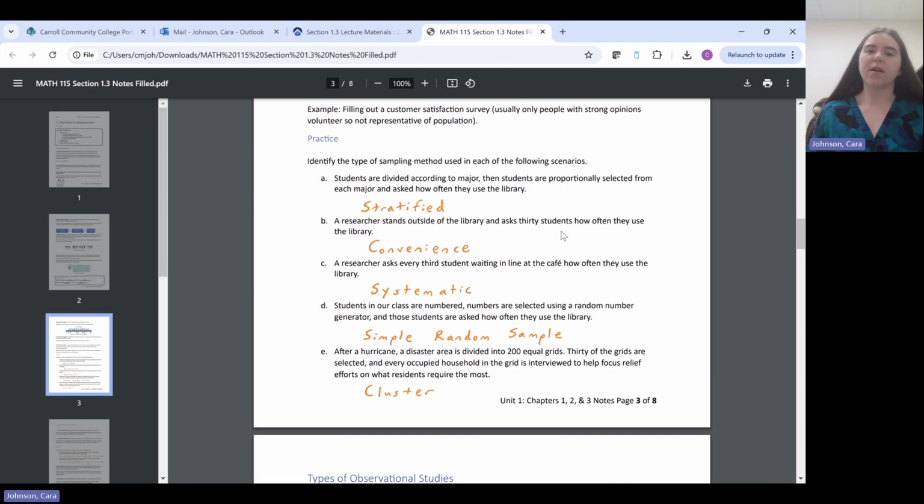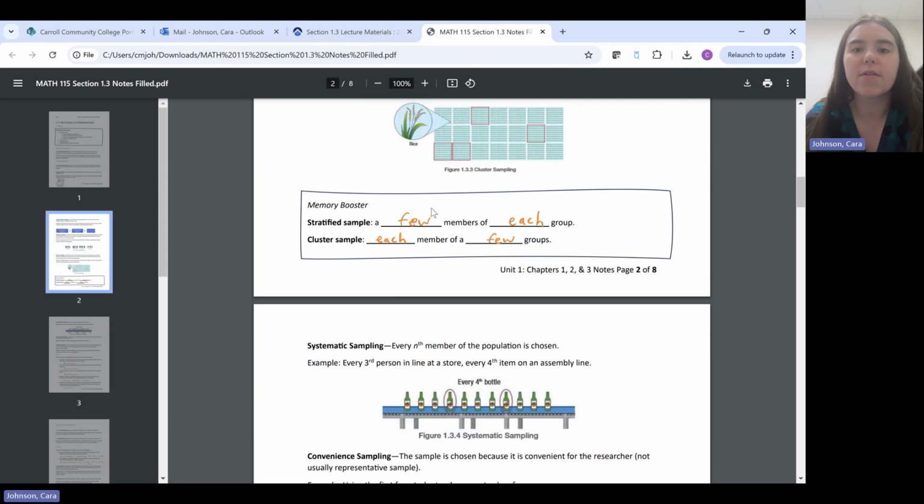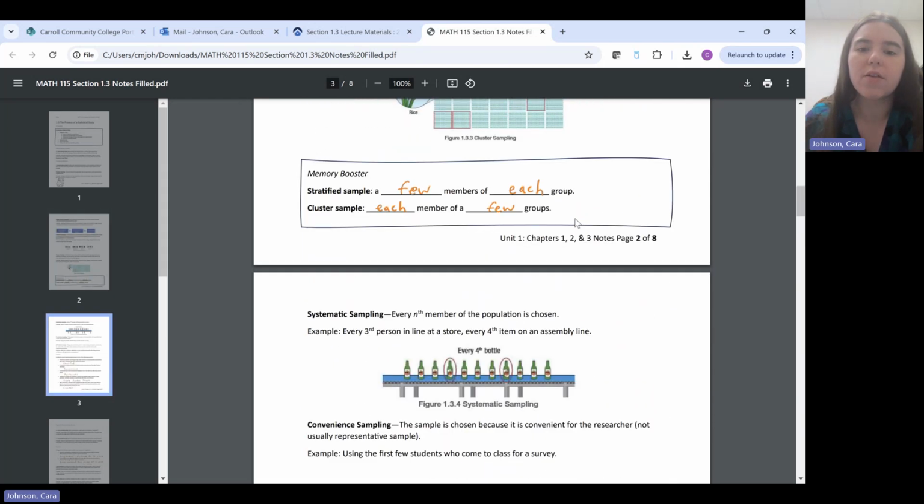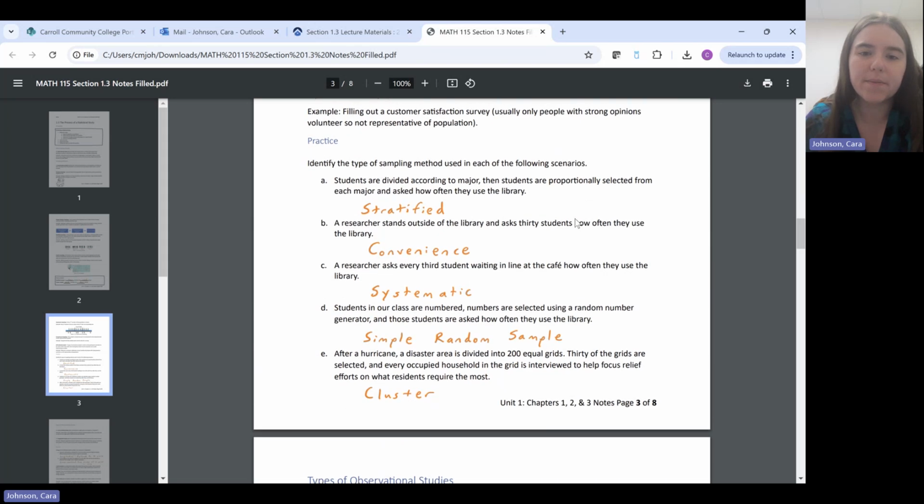All right, so after you've done that practice, the first example: students are divided according to major. The students are proportionally selected from each major and asked how often they use the library. So the key here is the groups here are the majors, right? So we know since it's groups, it's either got to be stratified or cluster. But then students are proportionally selected from every major because they're coming from every major. So that is very similar to this example here, where we took some from all of the grade levels. So that is a stratified sample.